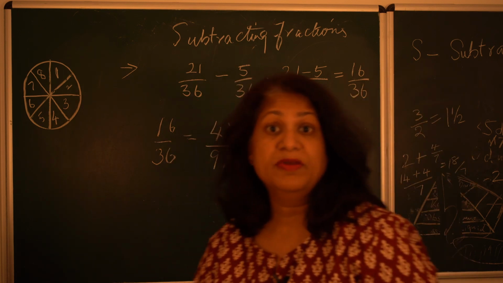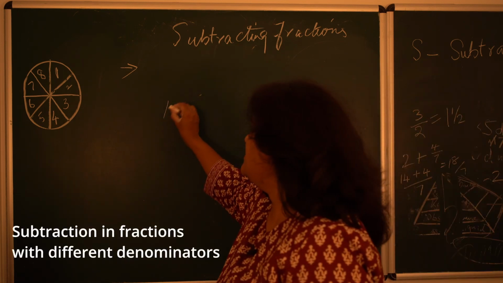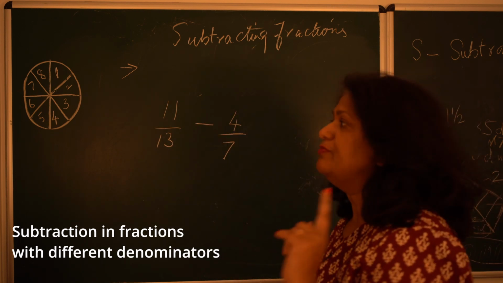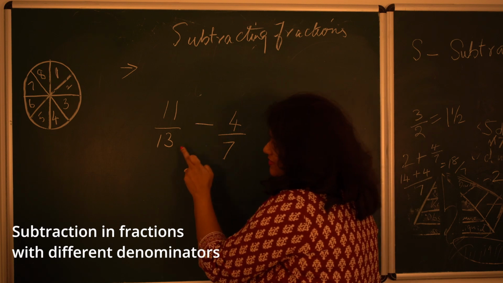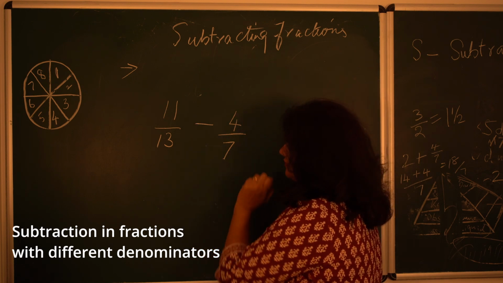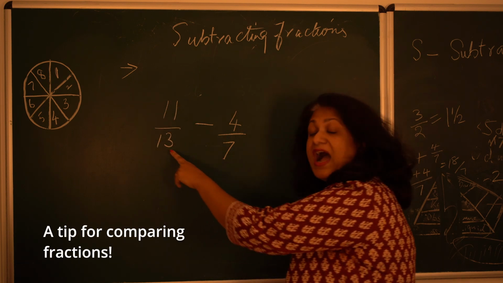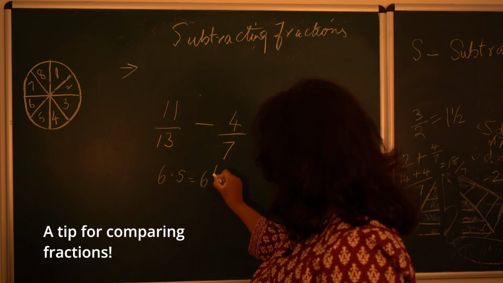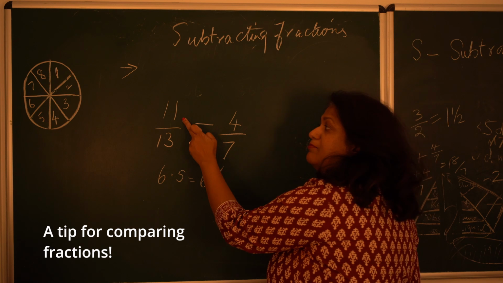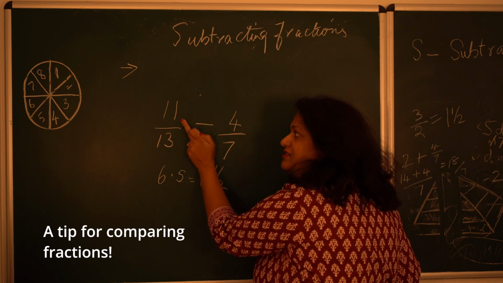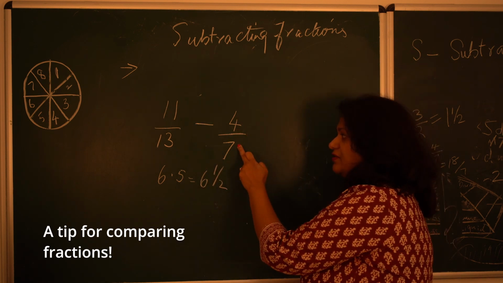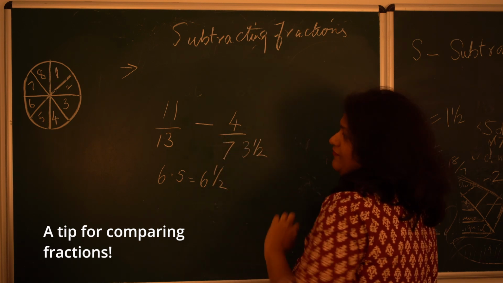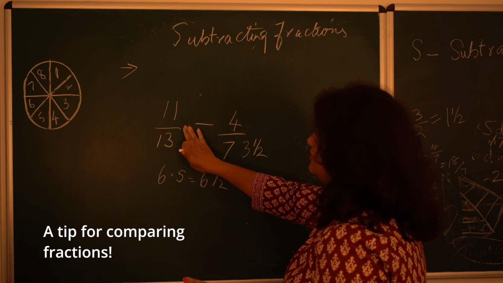Now let's go on to a little bit complex. Next one. 11 by 13 minus 4 by 7. I want you to pay attention to this fraction. 11 by 13, 4 by 7. If I analyze this number, what is the half of 13? Half of 13 is 6.5. In other words, 6 and a half. And if you notice, this number is way more than 6 and a half. This one, 4 by 7. What is the half of 7? 3 and a half. This is only a little bit more than half. So I know for a fact that this number is much bigger than this one.